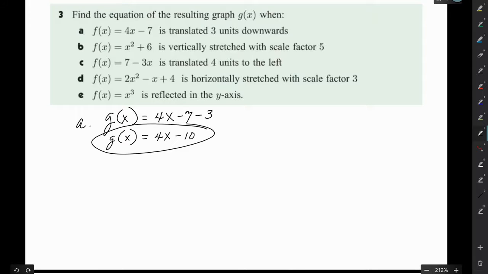All right, that's letter A. Letter B, we have our new function that we're going to vertically stretch with a scale factor of 5. When we're vertically stretching, we have a value that goes in front of the function. So our new function, g of x, is going to be a 5 out front times the original function. So g of x in this case is 5x squared plus 30.